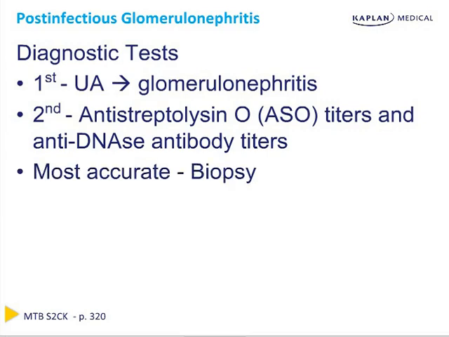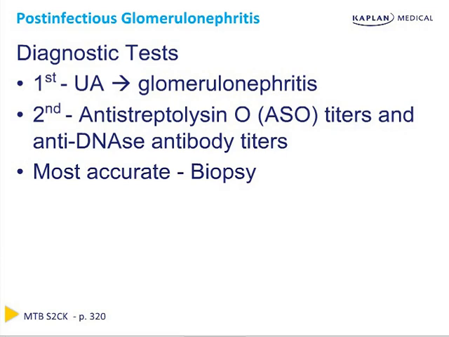Again, the most accurate test in determining the etiology of any nephrotic or nephritic syndrome is going to be a kidney biopsy. This will show us once and for all what the etiology is. Typically, we don't do a kidney biopsy in patients in whom we suspect post-infectious glomerular nephritis because these blood tests for ASO and anti-DNase are sufficiently accurate and usually the disorder resolves spontaneously. So we wouldn't want to put a patient through an unnecessary invasive procedure in this case.